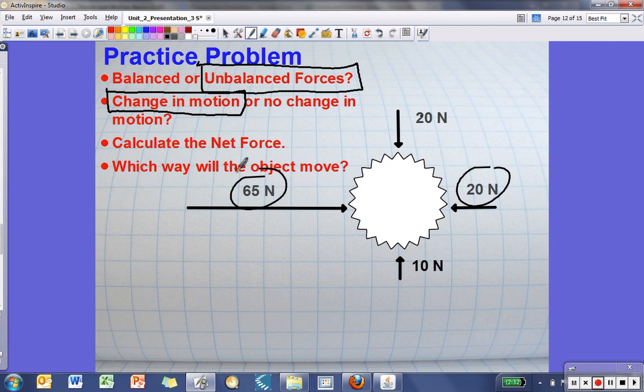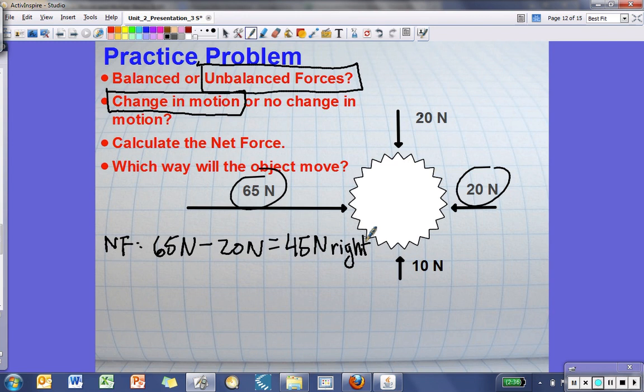Now this is where it gets tricky when you have 2. So I'm going to put net force equals NF. And the first thing you have to do is this: this is actually a 2-part problem. I can only look at left and right together, and up and down separately. So what I do first is I go 65 newtons minus 20 newtons. Now I'm subtracting because these 2 arrows are going in opposite directions, so I'm not going to add those. So now I've got 45 newtons. Remember, I have to say what direction. I know that my right one is stronger, so I go right.